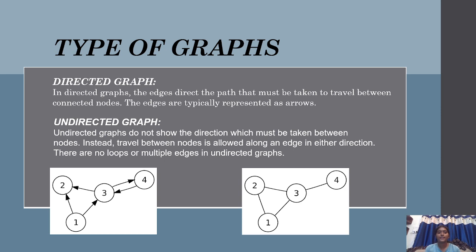So the types of graphs are directed and undirected. In a directed graph, there will be arrows which give direction, and in an undirected graph, there will be no arrows. In a directed graph, the edges direct the path that must be taken to travel between the connected nodes. The edges are typically represented as arrows. An undirected graph does not show any direction which must be taken between nodes. Instead, travel between the nodes is allowed along an edge in either direction. There are no loops or multiple edges in an undirected graph.